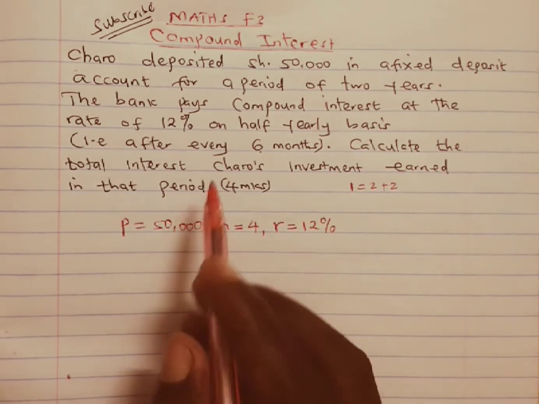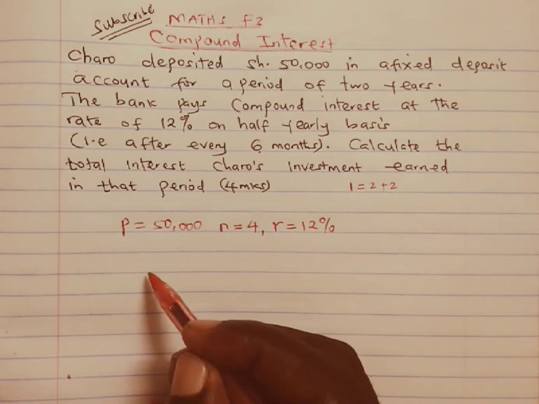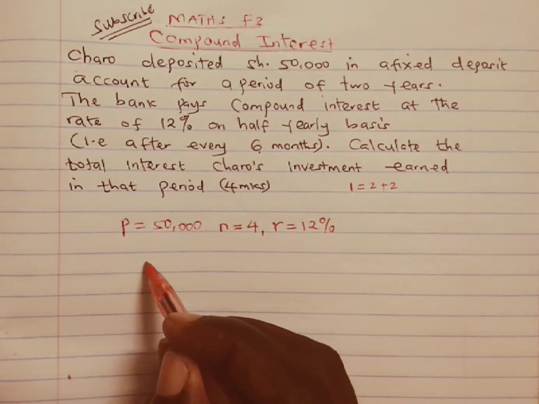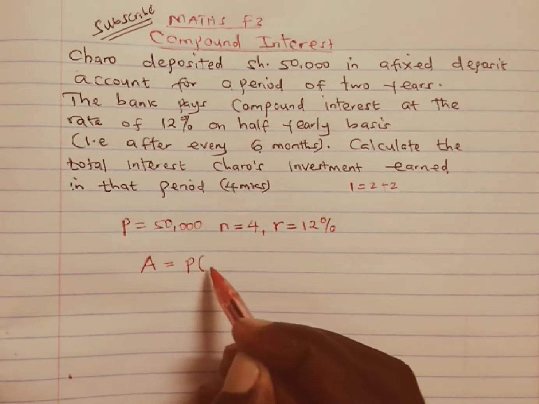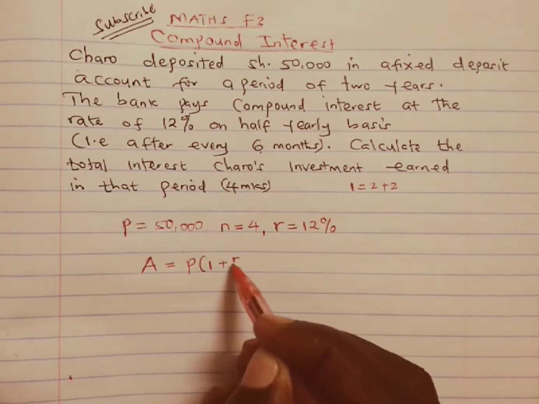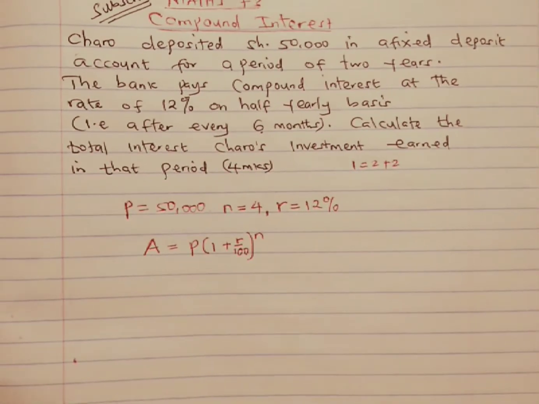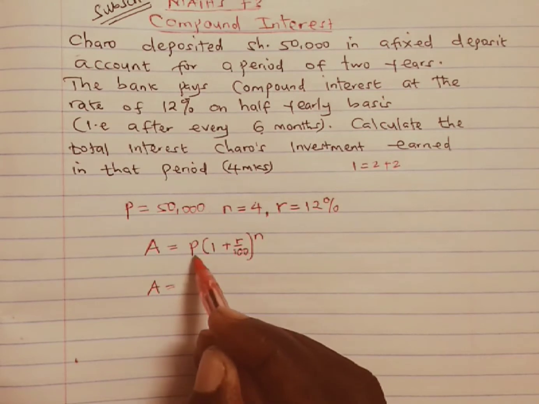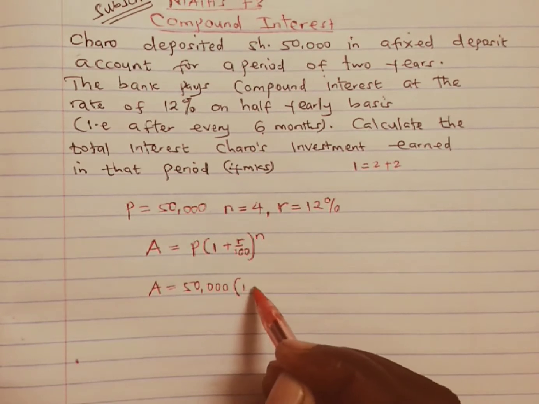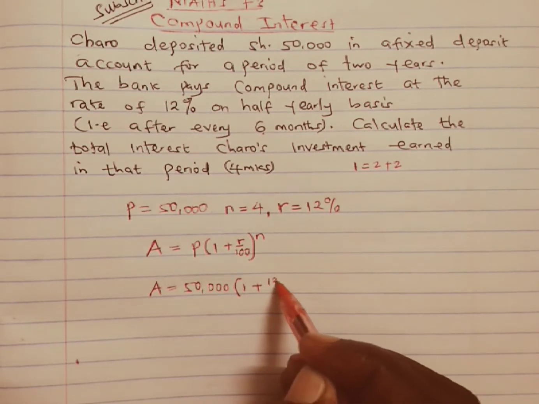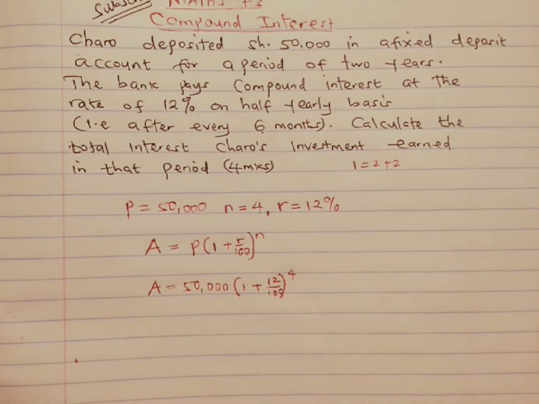Since this is compound interest, it is calculated using the formula: amount is equal to principal into 1 plus r divided by 100, everything raised to power n. So amount is going to be equal to, our principal is 50,000 into 1 plus r, which is 12% over 100. We raise it to power 4.